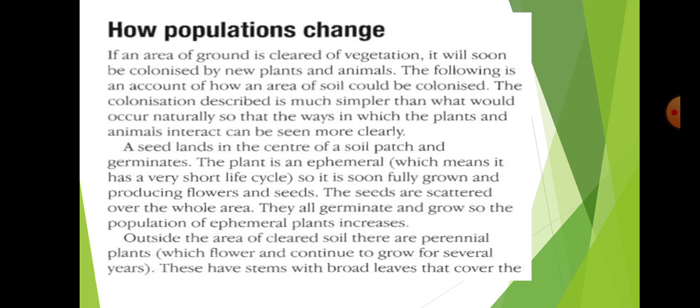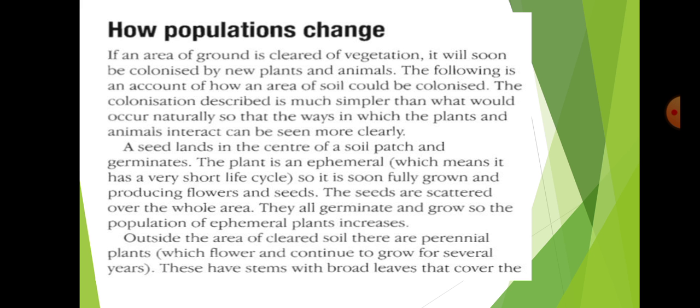The plant is an ephemeral, which means it has a very short cycle. So it is soon fully grown and producing flowers and seeds. The seeds are scattered over the whole area. They all germinate and grow, so the population of ephemeral plants increases.